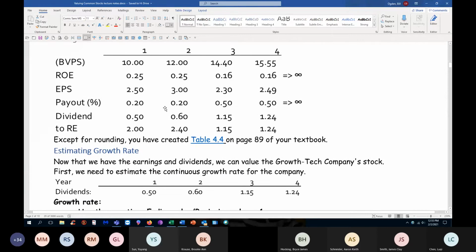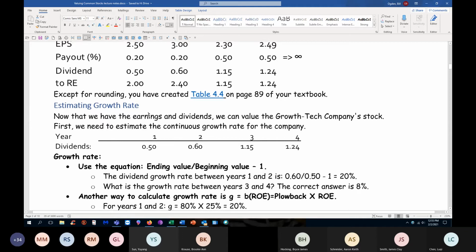So someone asked me, would I be sending out my Excel files to you? Well, no, I don't, because the answers are all here, aren't they? Okay, so what you just did with that exercise, you created what's on page 89 of your text, table 4.4. Except for a bit of rounding, it'll look exactly like what you see in table 4.4. Okay, so now that we have the earnings and dividends, we can value the GrowthTex company stock.